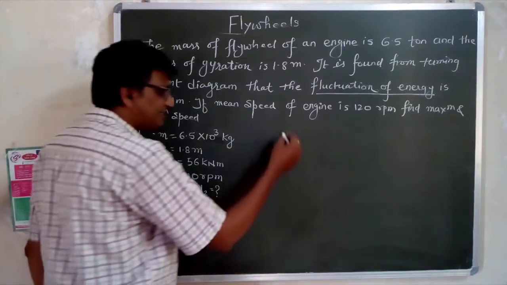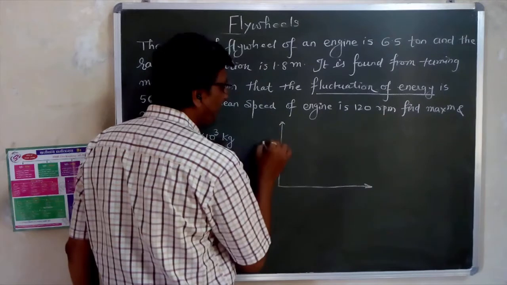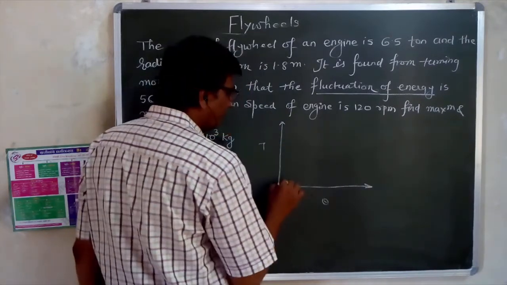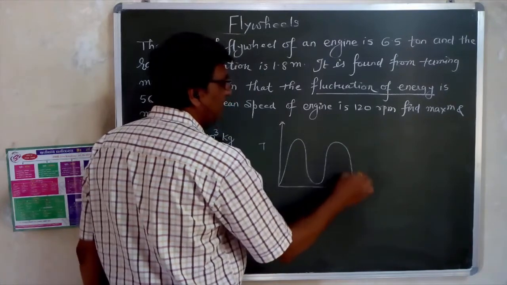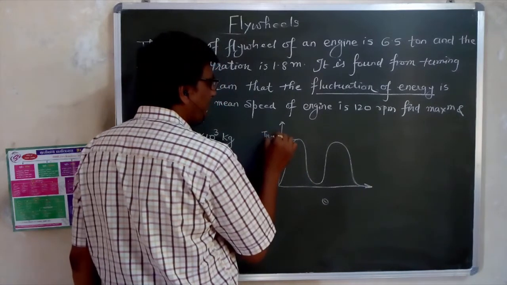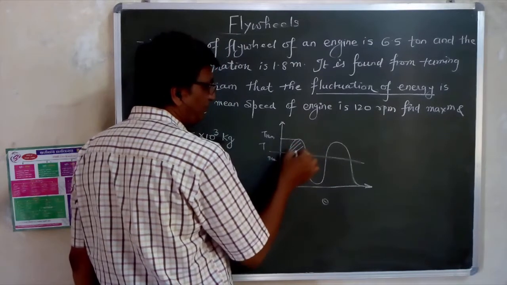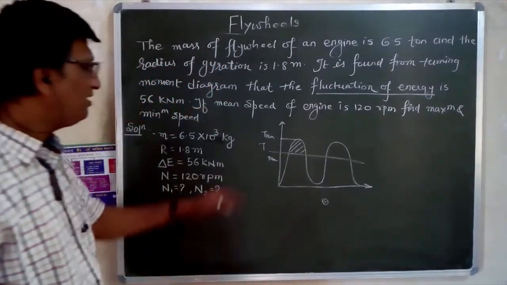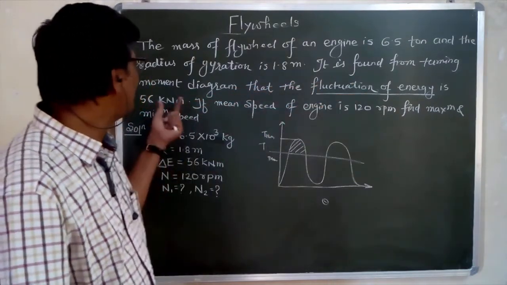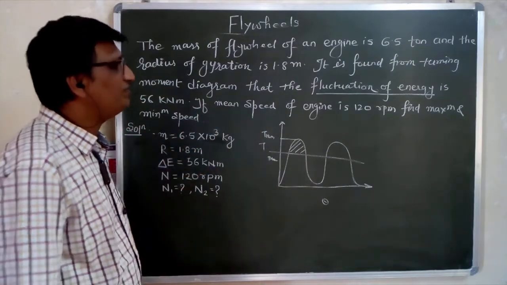We have already seen this in the T theta diagram. Let's say this is the turning moment diagram, with T max and T mean. Now you already know this portion above the T mean line is nothing but the delta E. It is already given that from the turning moment diagram, the fluctuation of energy is 56 kilonewton meter and mean speed of the engine is 120 rpm.